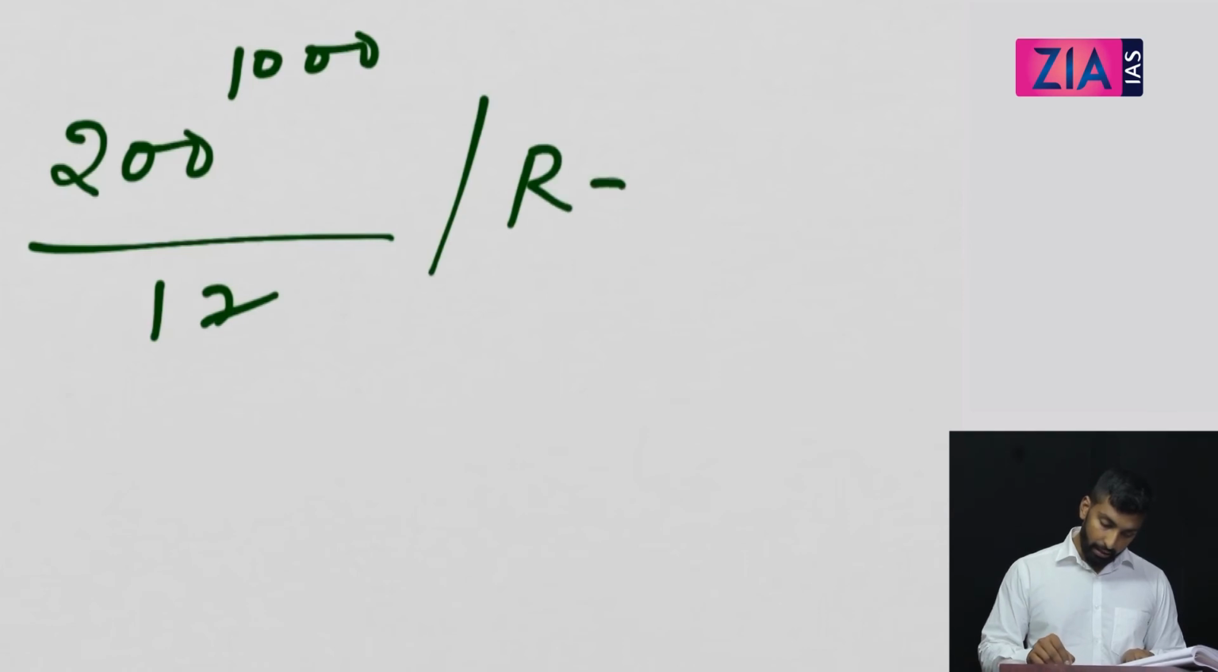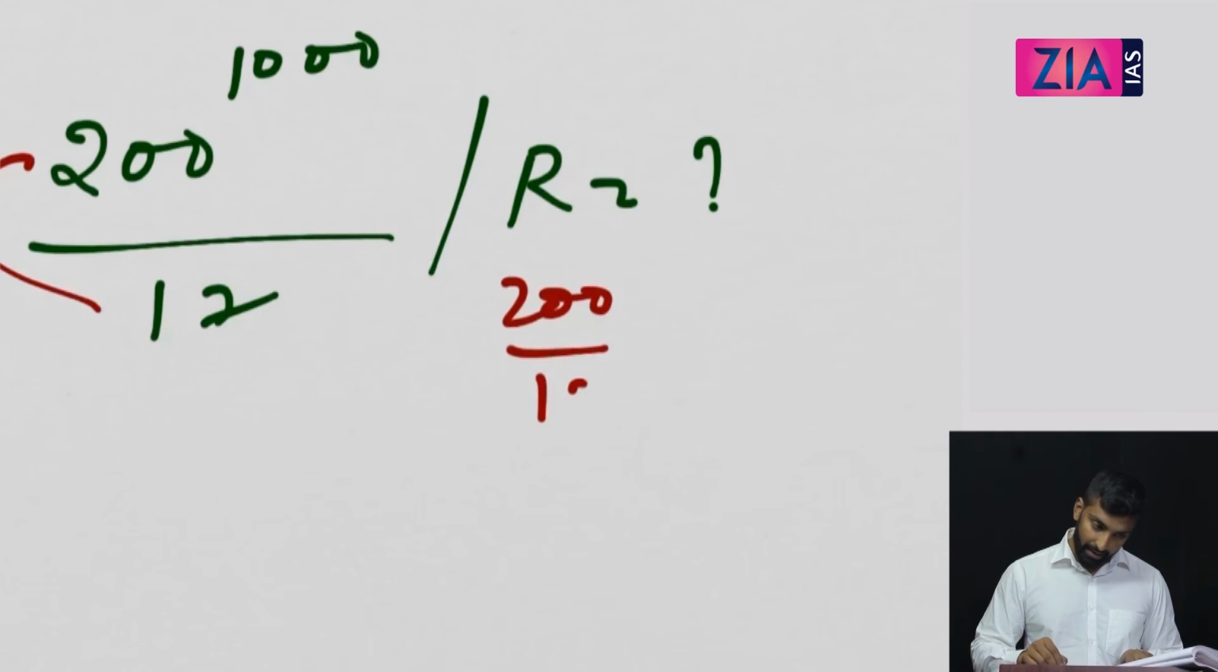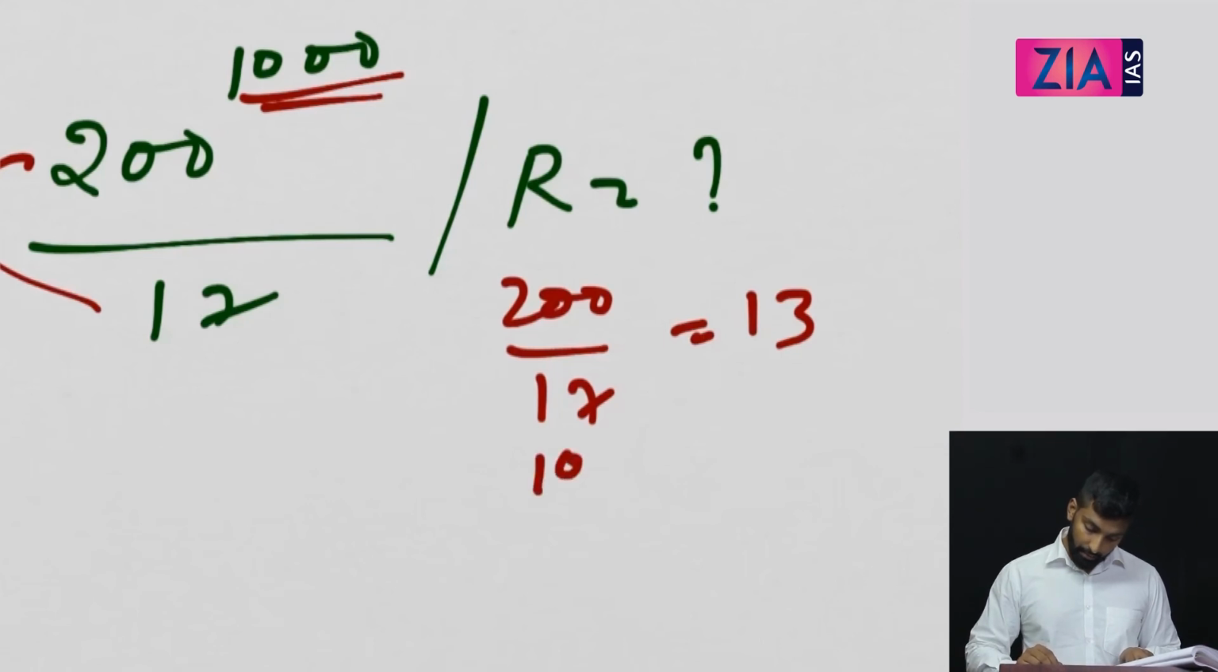So what we did: your question was 200 raised to 1000 divided by 17. What is the remainder? What is the first step? 200 by 17, when you do, you get 13. What is the second step? The power of the numerator you divide with the Euler's number of the denominator. That is 1000 divided by 16. You get 8 as a remainder.